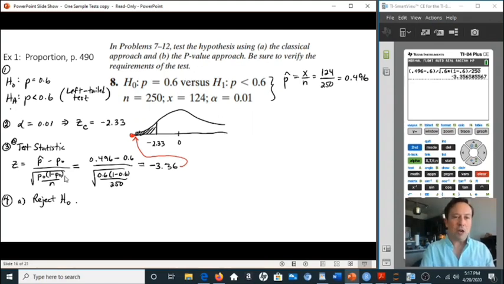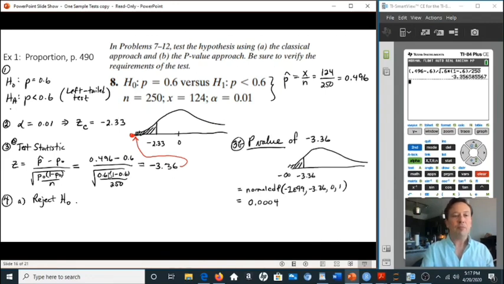Now notice I wrote A here, because that's the classical approach, using your test statistic. Now if we do the p-value approach, it's kind of like an extra step to the classical approach, actually. You do need your test statistic. So remember, the p-value approach is to find the probability that some other statistic is at least as extreme as the one that you have already. The one I have already is negative 3.36. So when I say as extreme, remember on the left side, that would be more to the left. So I just need to find the left-tailed area of my statistic, negative 3.36.